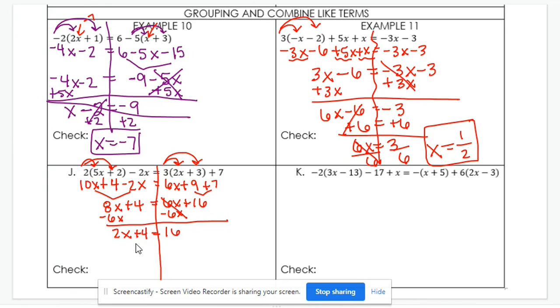Constants on both sides. Move the one that's on the side with the variable. So I'm going to do minus 4 on both sides. That leaves me with 2x. Plus 4 minus 4 canceled, and 16 minus 4 is 12. Last step is divide by 2. And we get x equals 6.